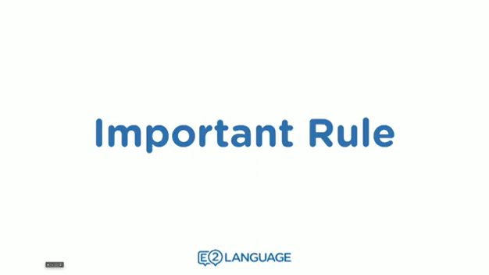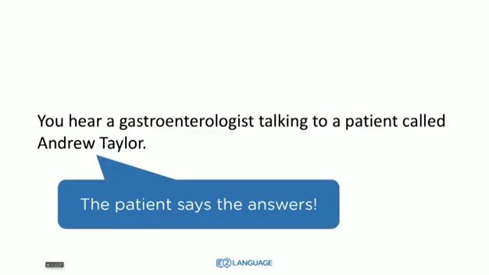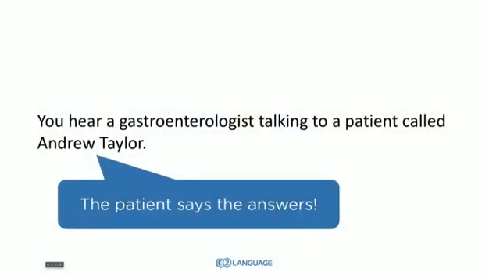First of all, let me start with an important rule. That is, the patient will say the answers that you need, okay? So for example, in the test that we're about to do, you will hear a gastroenterologist talking to a patient called Andrew Taylor. So the answers will come from Andrew Taylor, not the gastroenterologist. But you do need to listen for the medical professional because they will be guiding you through the different case notes, saying, okay, now we've talked about this, let's talk about your diet. And so you'll know that you're on diet, for example. So they're both important, but the answers come from the patient.